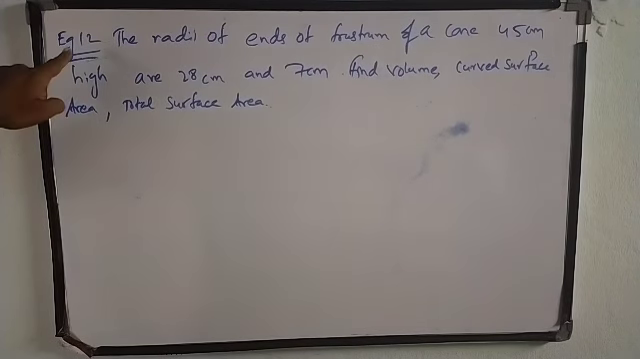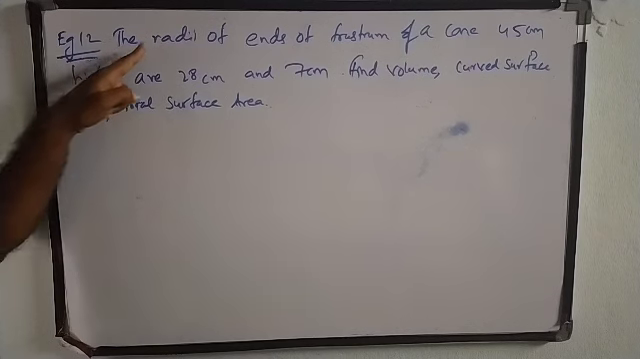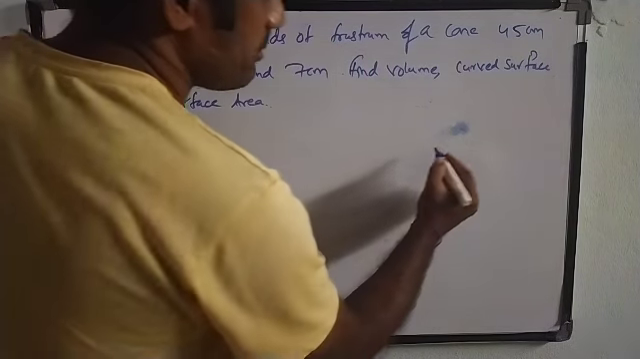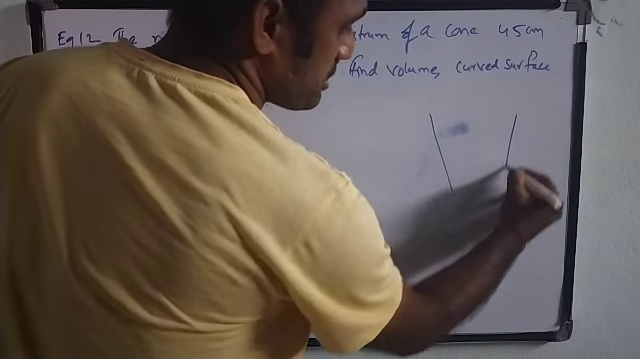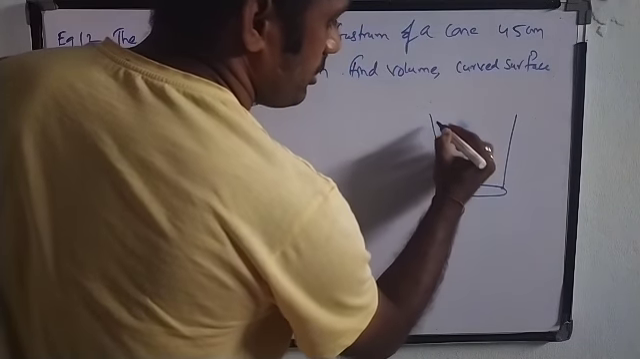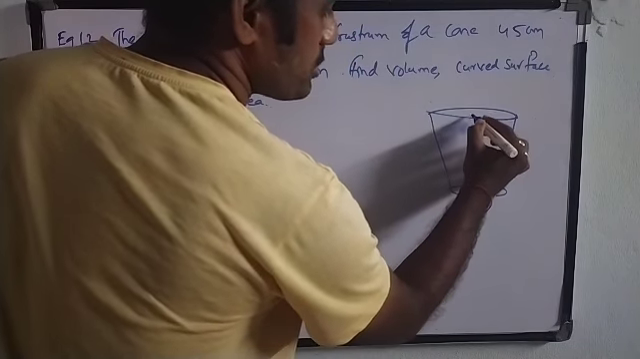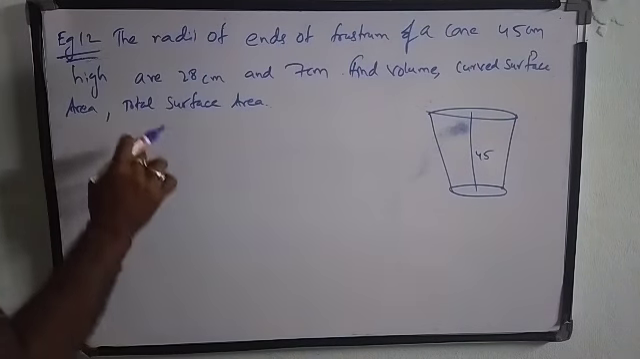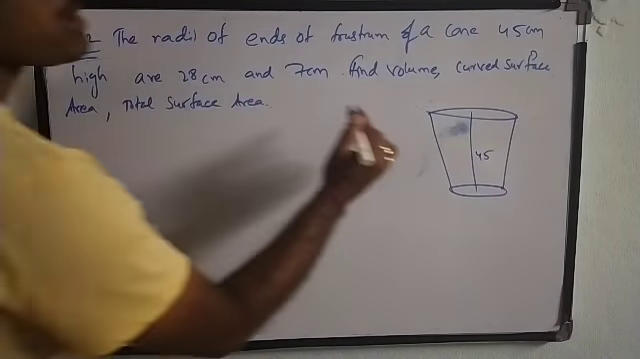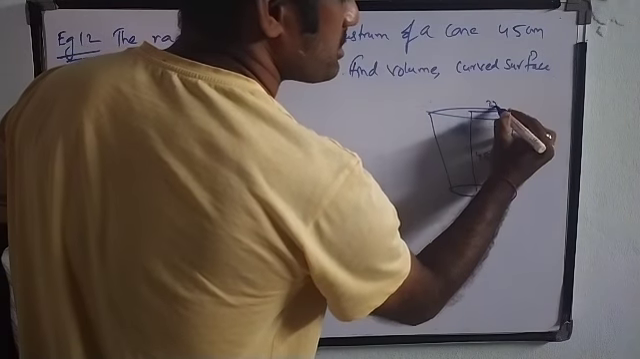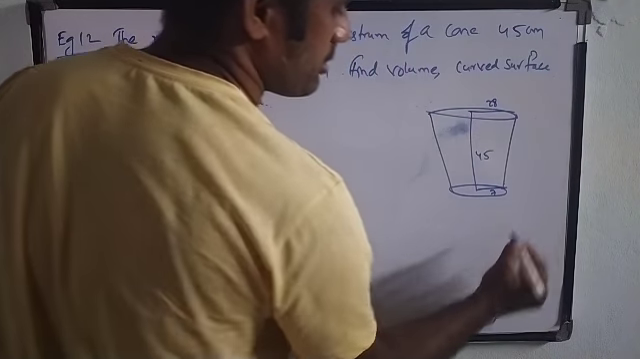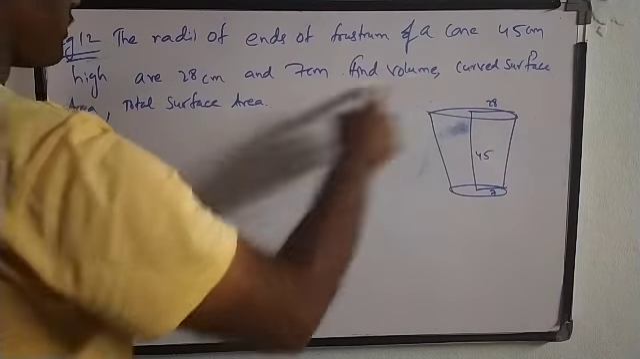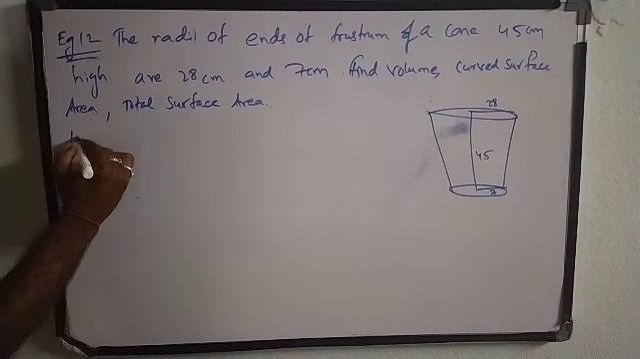Now we are starting example 12. One question: the radii of the ends of the frustum of a cone of 45 centimeters height. So there is a frustum which is of height 45, and the radii are 28 and 7. So R1 is 28 and R2 is 7 centimeters. We need to find the volume, curved surface area, and total surface area. So let us start doing the solution.